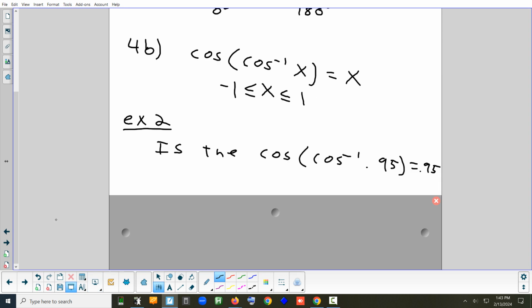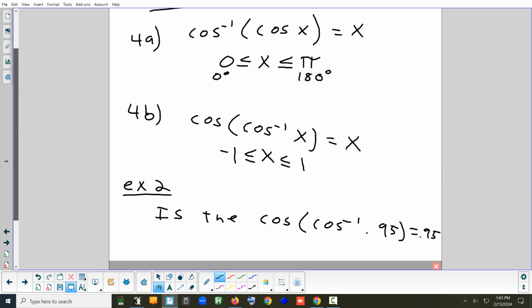All right. Is that one like 4A, or is that one more like 4B? 4B. It's like 4B. Yep. What's the value you need to stay between? -1 and 1. And what is our value between those two? 0.95. Yep. So that will work fine.